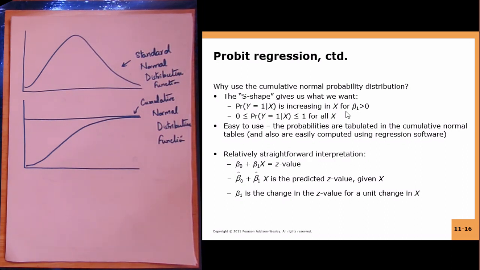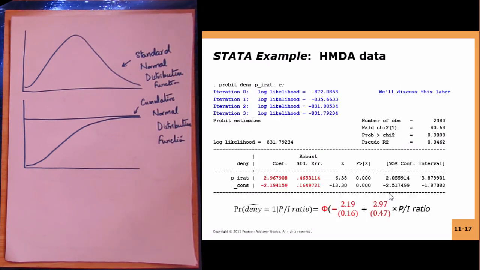It follows that the probability of y equals 1 is increasing in x for beta 1 greater than 0. It is easy to use. The probabilities are tabulated in the cumulative normal tables. It has a relatively straightforward interpretation. Once you estimate the beta 0 hat and beta 1 hat, this is the predicted z value given x, and beta 1 is the change in z value for a unit change in x.